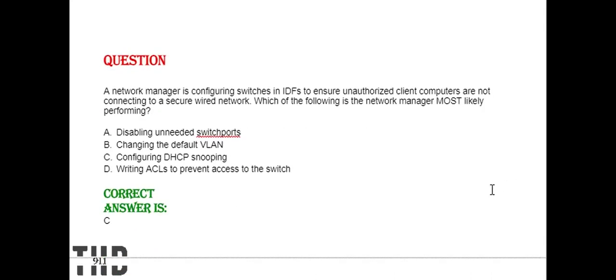A network manager is configuring switches in the IDFs to ensure unauthorized client computers are not connecting to the secure wired network. Which of the following is the network manager most likely performing? Option A, disabling unneeded switch ports. Option B, changing the default VLAN. Option C, configuring DHCP snooping. Option D, writing ACLs to prevent access to the switch. The correct answer is option C.